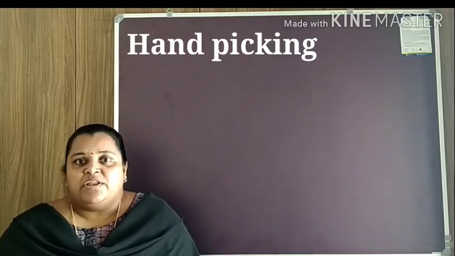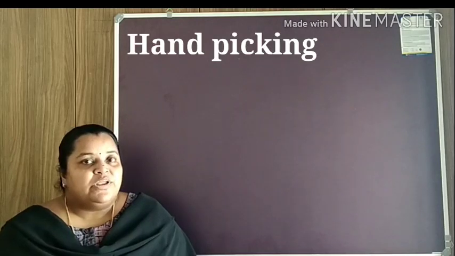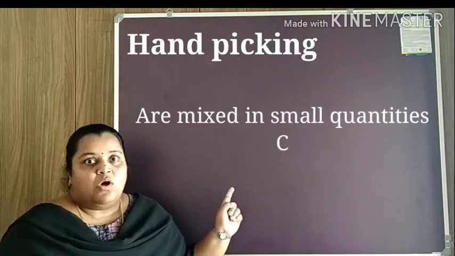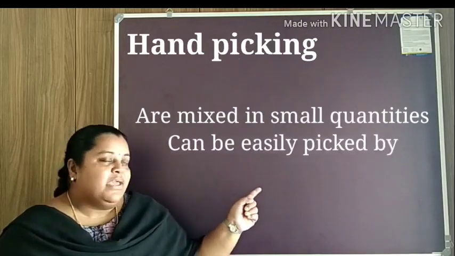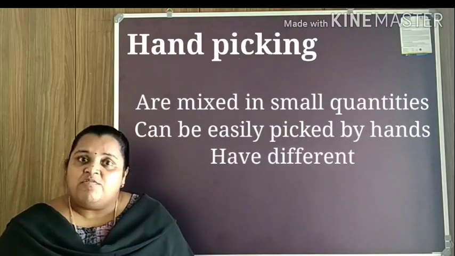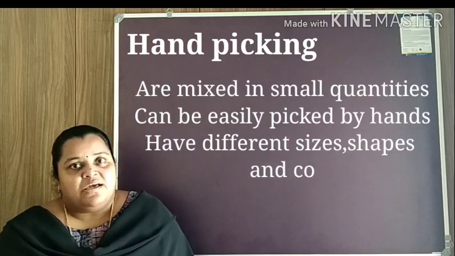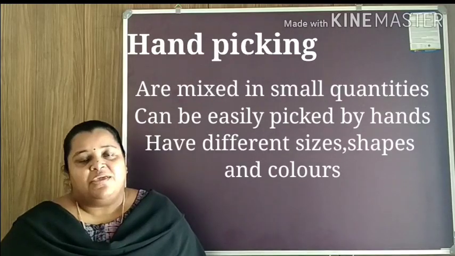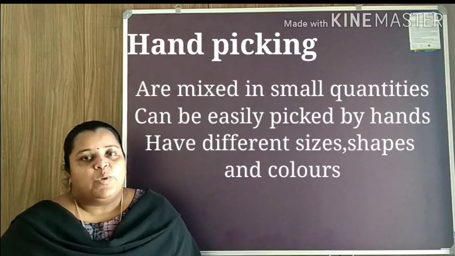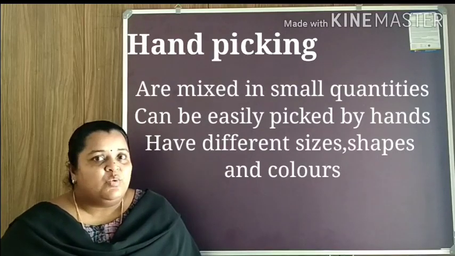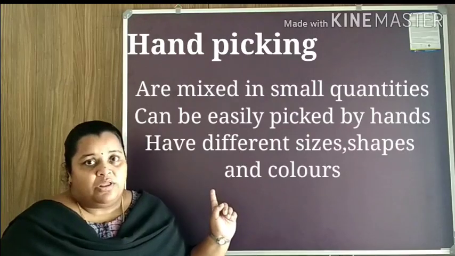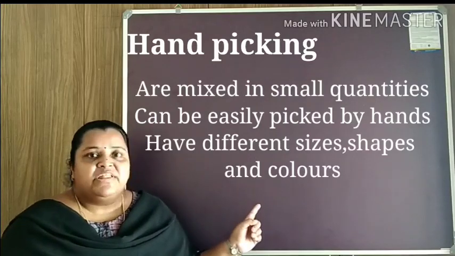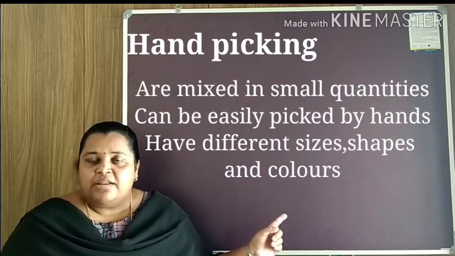This method is very convenient only when the components of the mixture are mixed in very small quantity, or are easy to pick by hand, or if they have different size, color as well as shape. I repeat once again, handpicking is convenient only when the components are mixed in very small quantity or they are easy to pick by hand or they have different size, shape, color, etc.